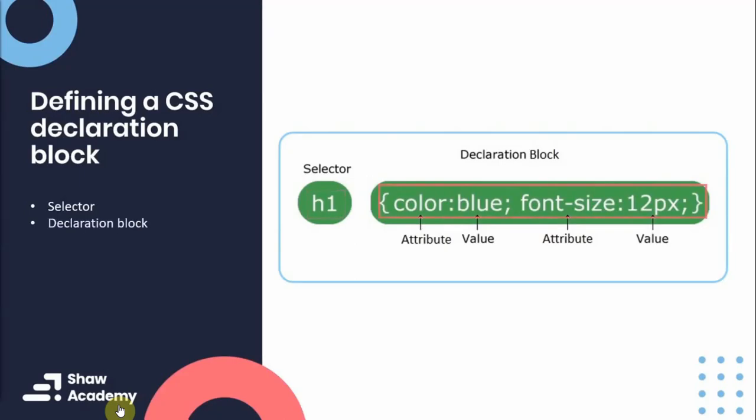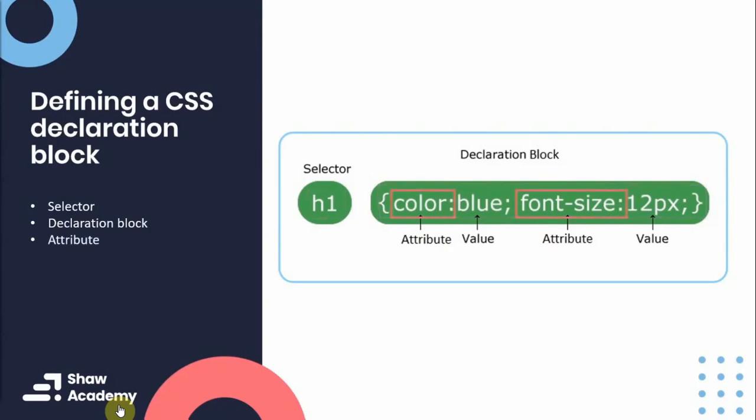Then we have our full declaration block. Now, the declaration block here is everything inside of the curly brace, from the opening curly brace up until the end. And generally, this contains one or more declarations separated by a semicolon. So there are various attributes that we can manipulate in one declaration block. Okay, very important to remember.